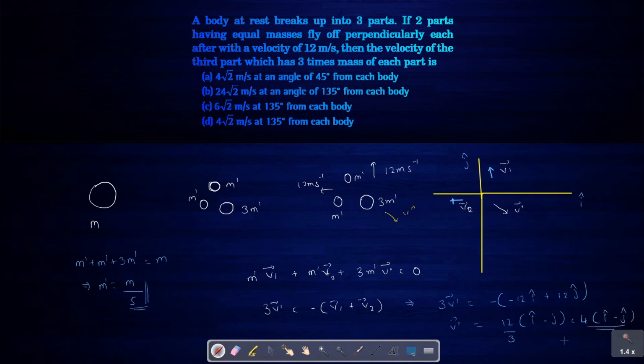Whose modulus is equal to 4 root 2. So the magnitude of velocity is 4 root 2, and its actual velocity is 4 i cap minus j cap, where j cap is the direction of velocity of one object and minus i cap is the direction of velocity of the second object. So this will be the velocity of the particle of mass 3m dash.